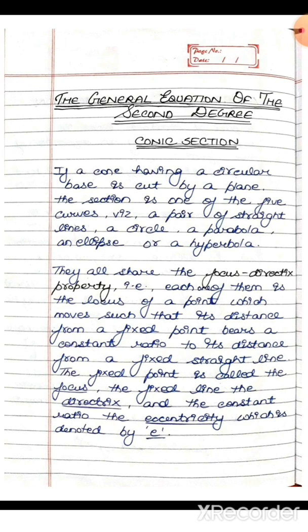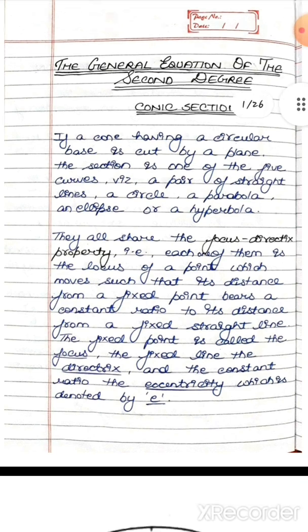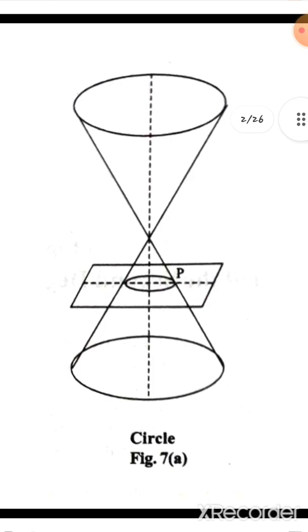They all share the focus-directrix property, that is, each one of them is the locus of a point which moves such that its distance from a fixed point bears a constant ratio to its distance from a fixed straight line. The straight line passing through the focus and perpendicular to the directrix is called the axis of the conic. Here is a diagram when a circle is formed through a cone.